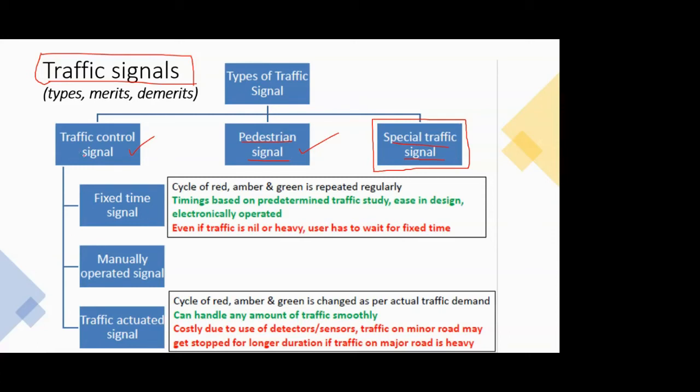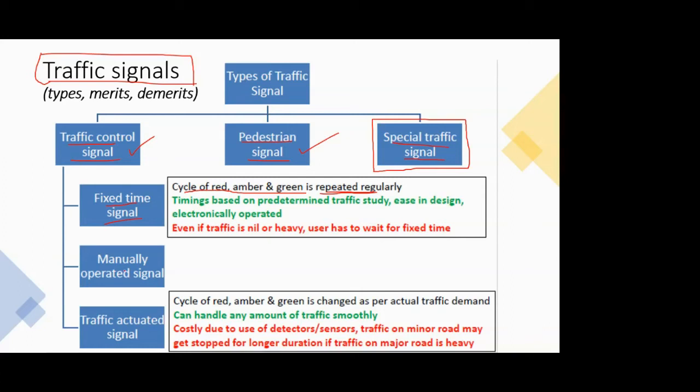Now coming to our regular traffic signals that we see in everyday life, they can be categorized into 3 types. One is the fixed time signal, in which whatever the cycle of your red, amber, and green time is, it is fixed and repeated regularly. So there is no change. If it's a 60-second red, 2 seconds amber, and then 45 seconds green, this will be the cycle which will be repeated throughout its life unless it is changed.